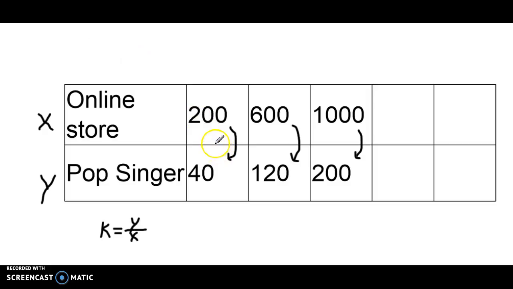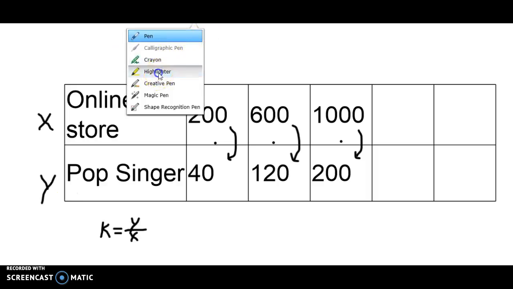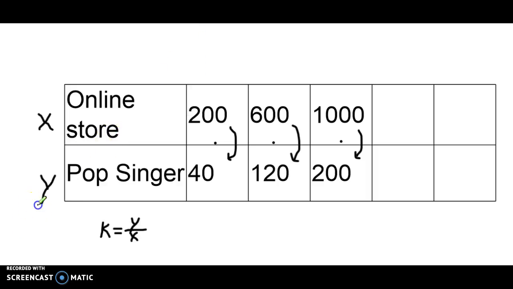So what we have to look for is what number do we multiply times 200 or 600 or 1,000 to get to 40? Well, here's another way to think about it. K is equal to y divided by x. So my y values would be something like 40, right? So I could use 40 as my y value. And that means my x value corresponding with the 40 would be 200.